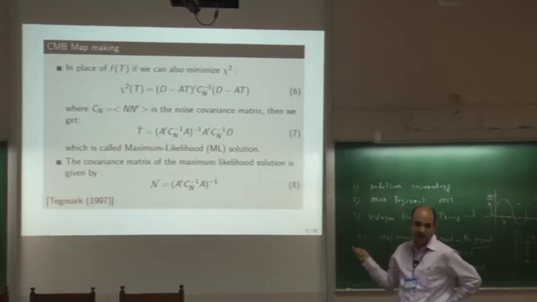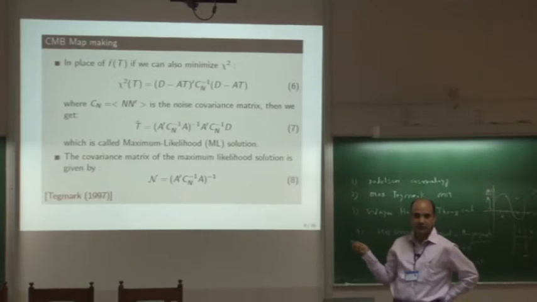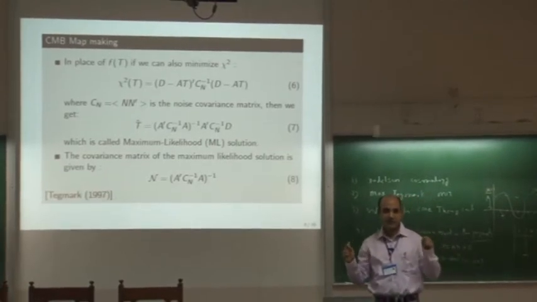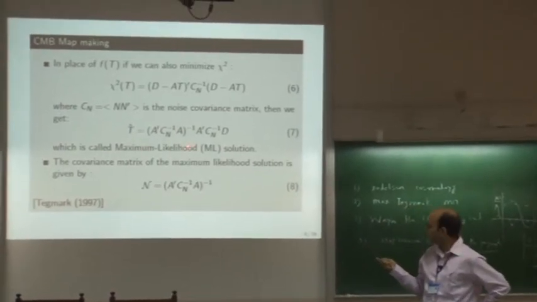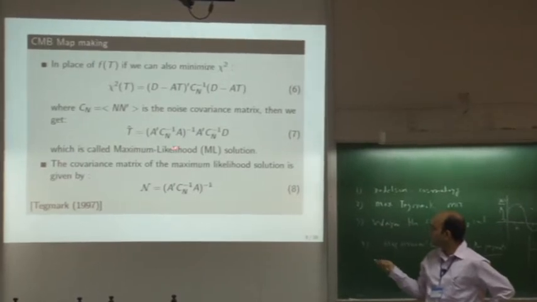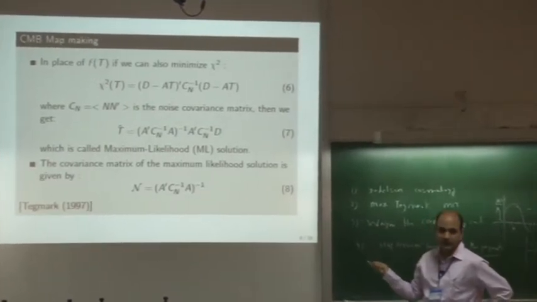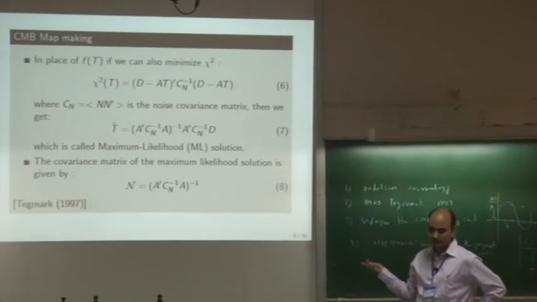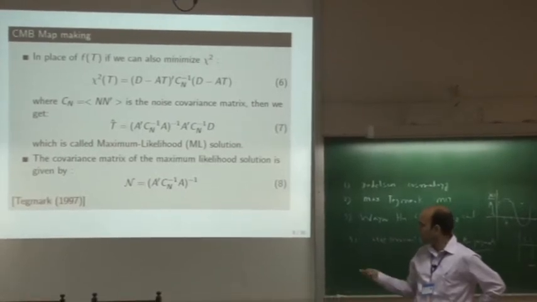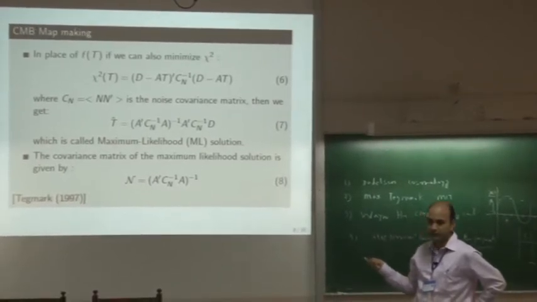But here I have written the complete covariance matrix, because in the case of CMB, data points may be correlated. So that has to be taken into account when we write the covariance matrix. The solution which we get by minimizing this chi-square is called the maximum likelihood solution. I will explain why it is called maximum likelihood also. Although it's a chi-square minimization, it is the minimum chi-square solution or maximum likelihood solution.